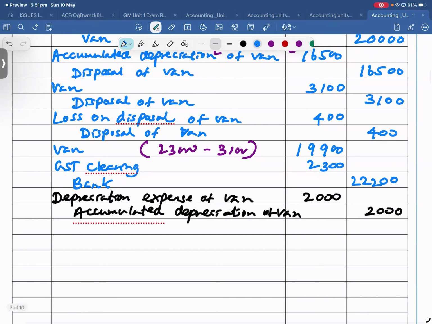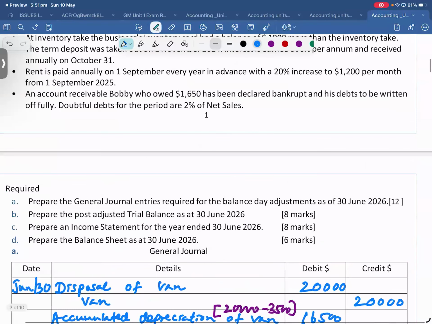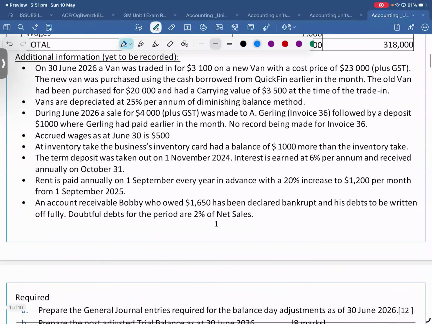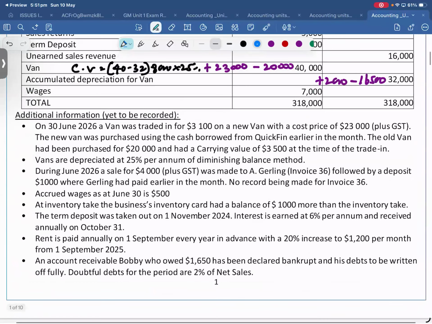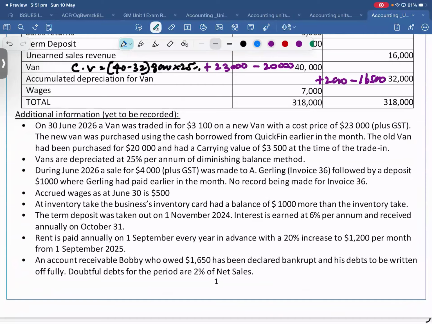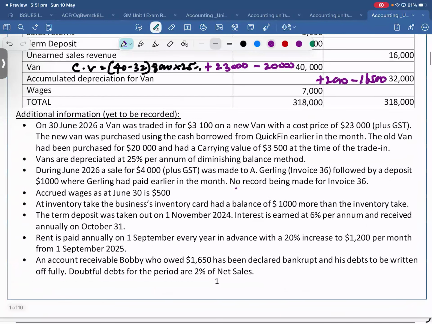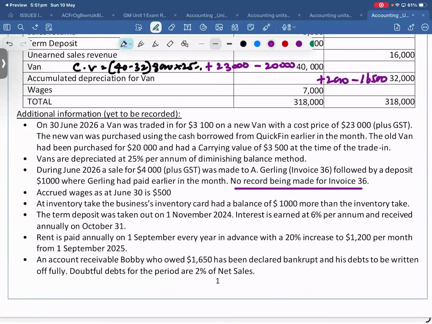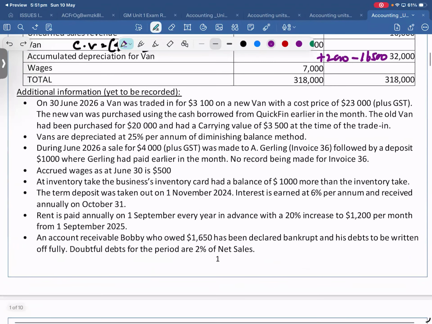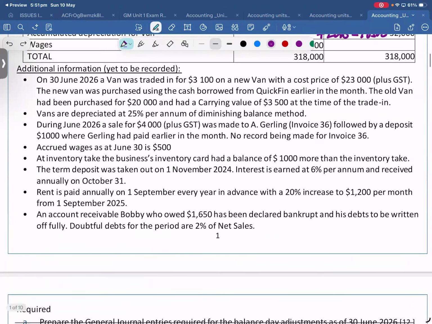Now see this one, invoice 36, no record has happened. That's the problem, you guys don't read the question. So is it a correcting entry? No, it's an omission. Yeah, that's correct. It's an omission. So then what's the double entry, guys, for this?